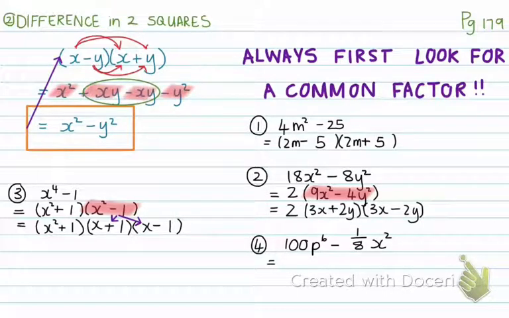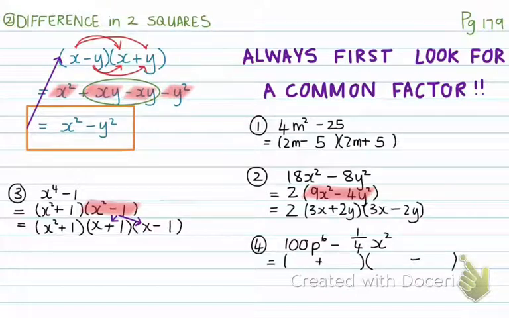If you look at question number 4, sorry, this is a mistake here, that should be a 4. Okay, we have 100p to the power of 6 minus a quarter x squared. Guys, we have a difference of two squares here, so we can factorize it. It will factorize into two brackets. One will be a positive, one will be a negative. It doesn't matter in which order you put it.